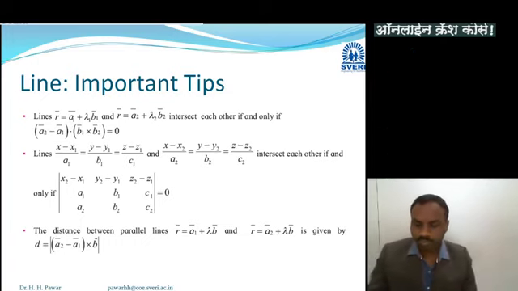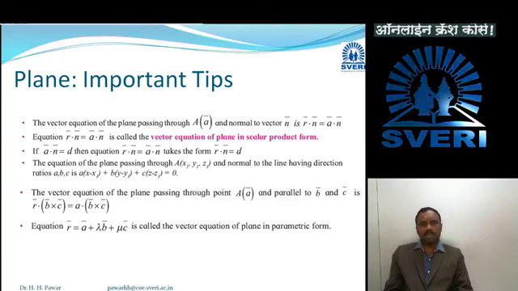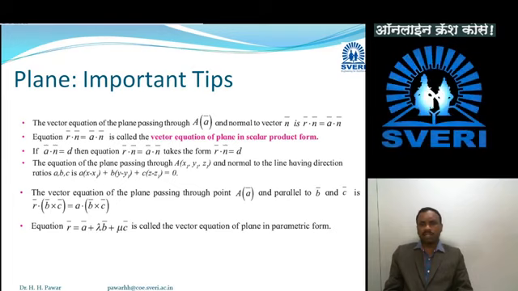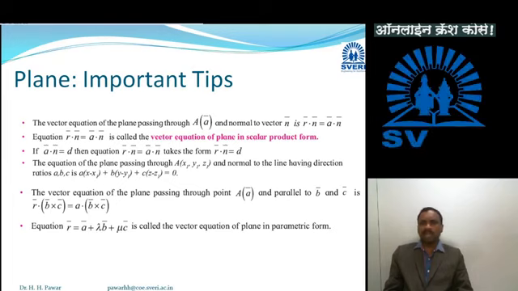Then these are important tips from the plane section. The vector equation of the plane passing through the point A with position vector A bar and normal to the vector n bar is given by R bar dot n bar is equal to A bar dot n bar.